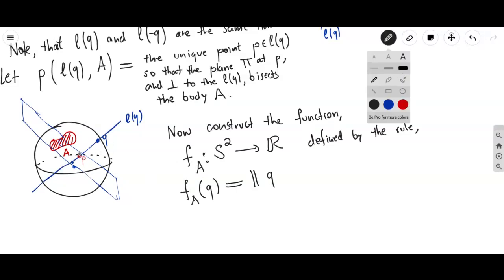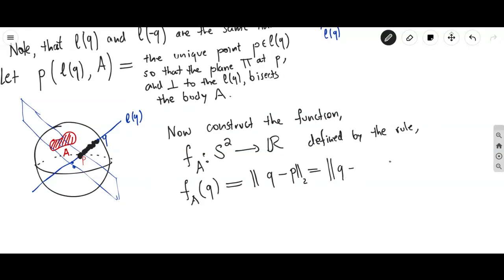So this, if you fill it in here, that's the distance between them. So it's the distance between q and p. So this is, of course, the Euclidean two-dimensional distance. But of course, using our notation, the way we calculate the point, it's the point that depends on the line, and it depends on A. So that's how it's being defined. So you do this for each of the three bodies.